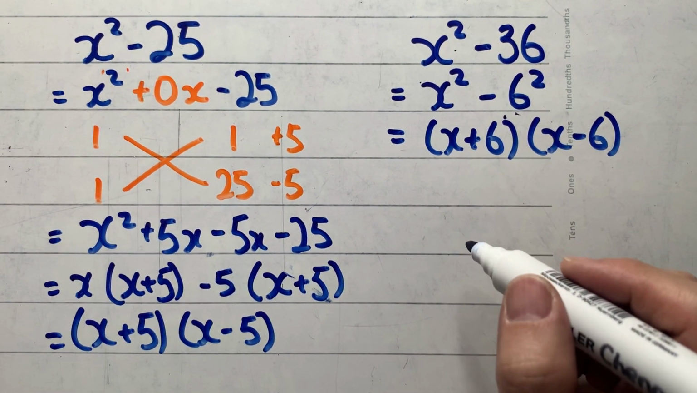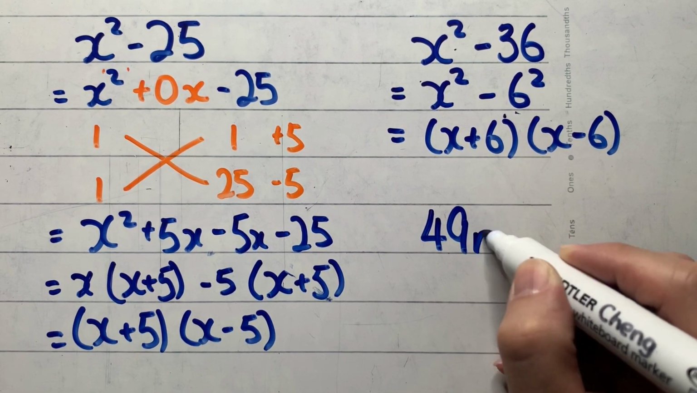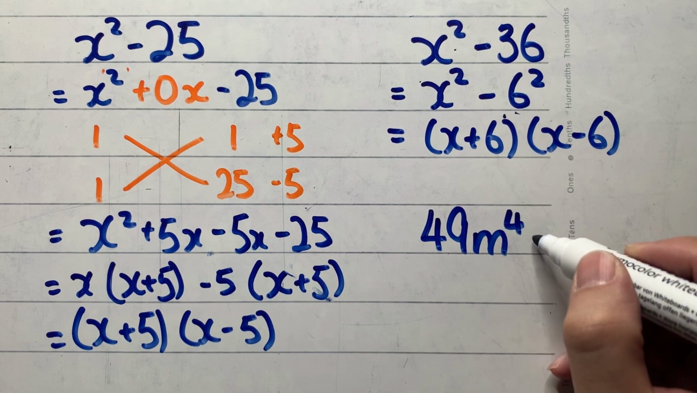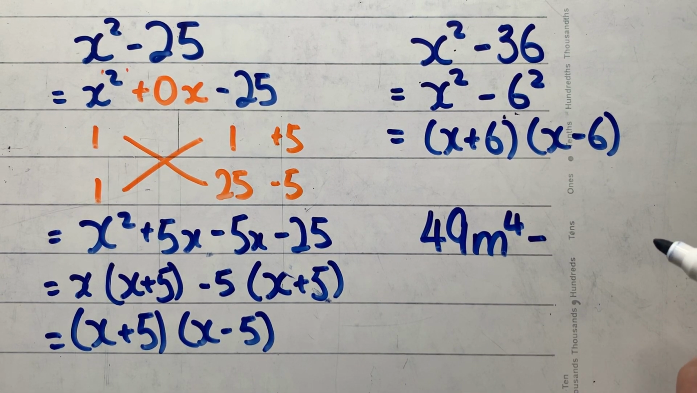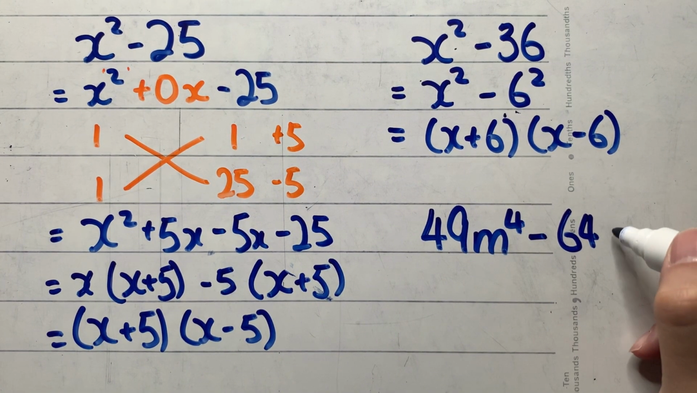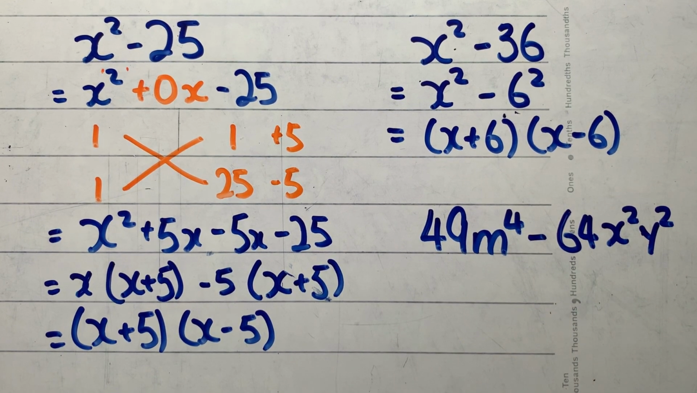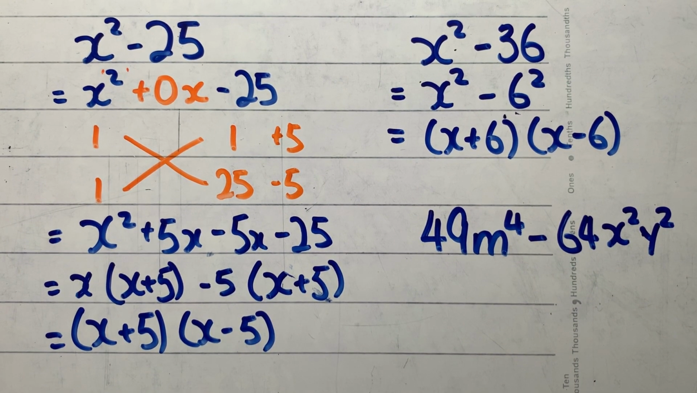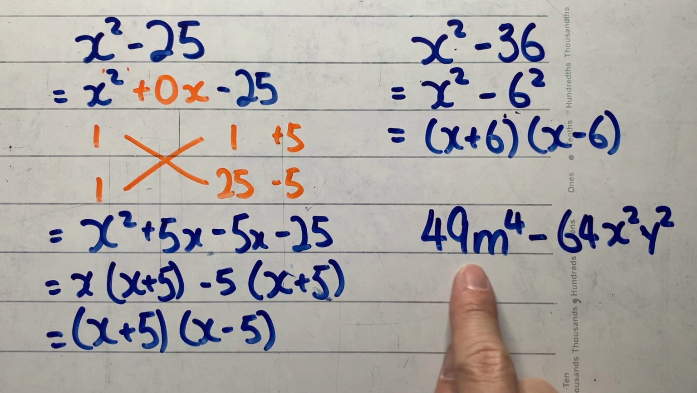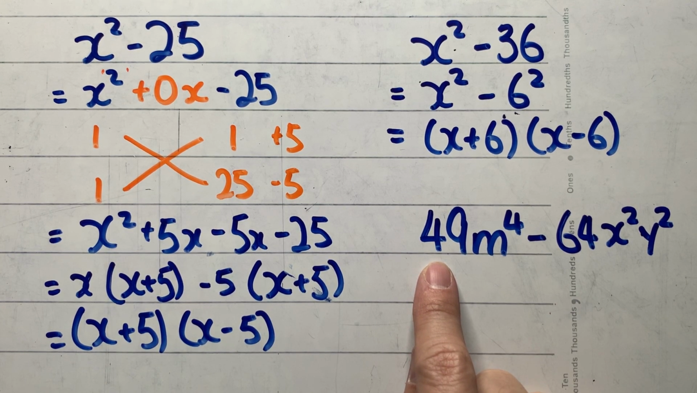For example, you can do 49 m to the 4 minus 64 x squared y squared. How is this possible? Well, the first step is look at the coefficient. Is this a perfect square number? The answer is yes. 49 is 7 squared.